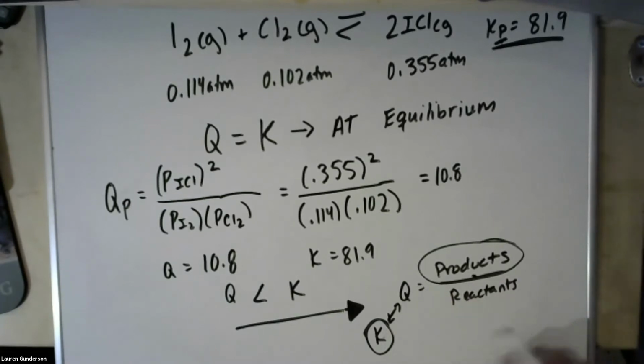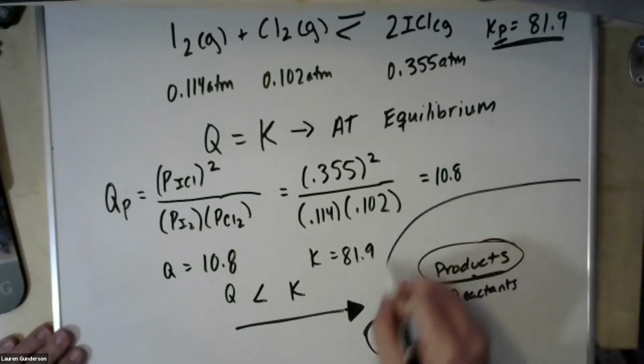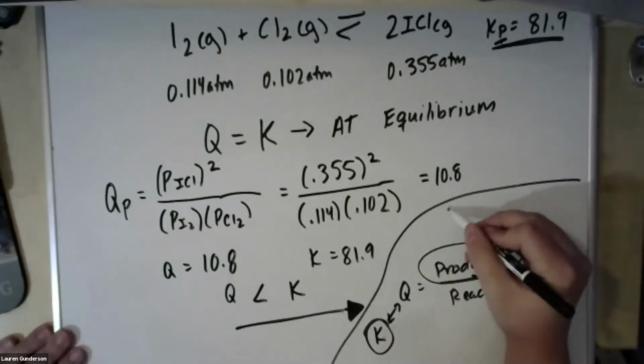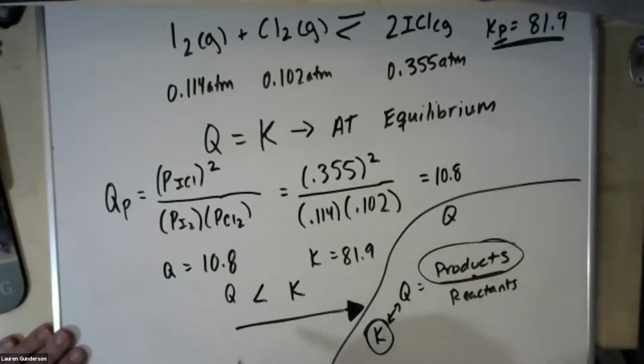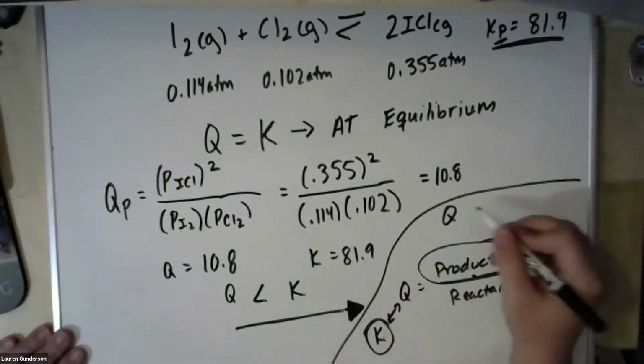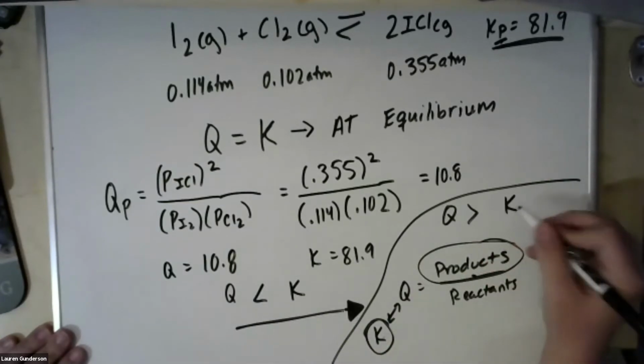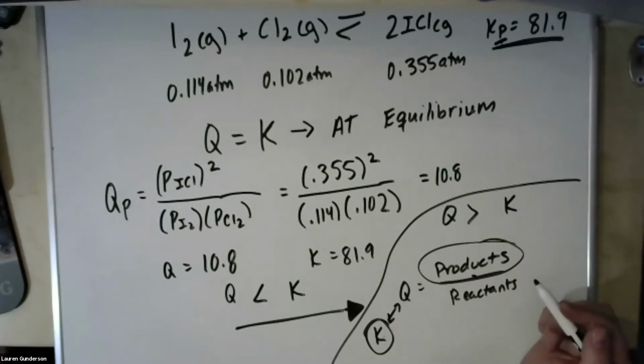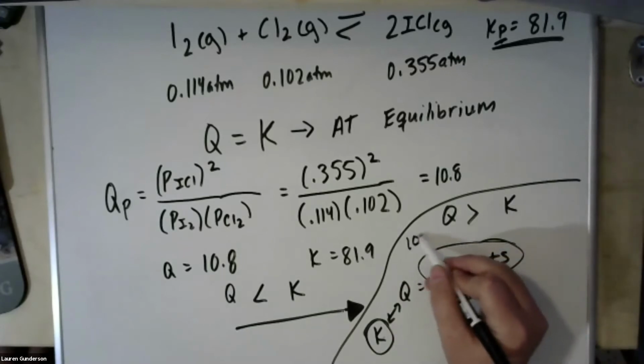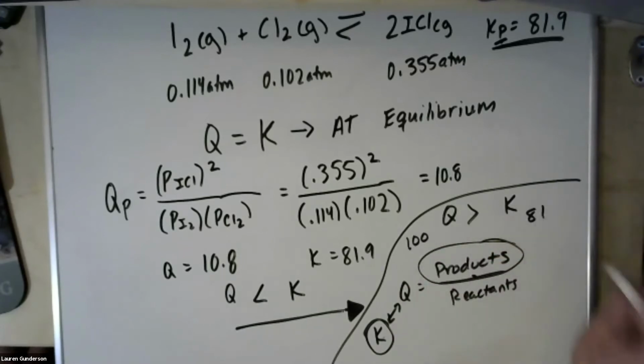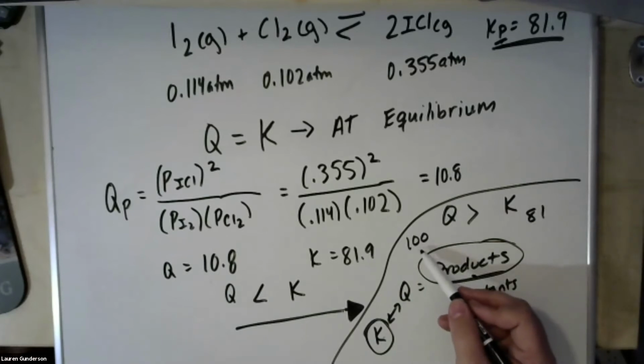All right? If, on the other hand, my Q was too big, let's just draw a little thing over here. Say that my Q value was larger than K, right? Say that my Q value was 100 and my K was 81. Okay, I need my Q value to get smaller.